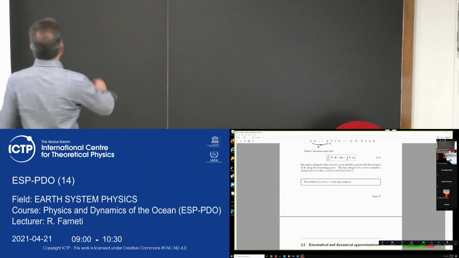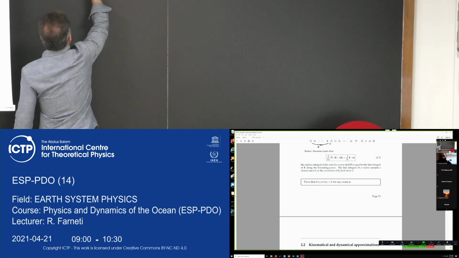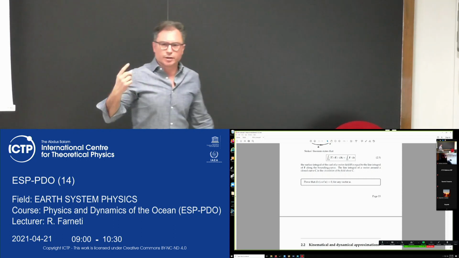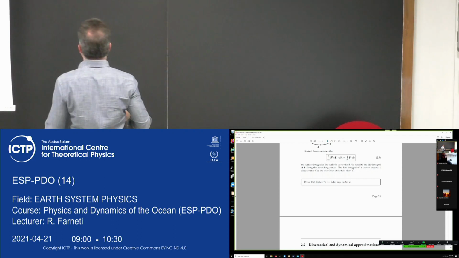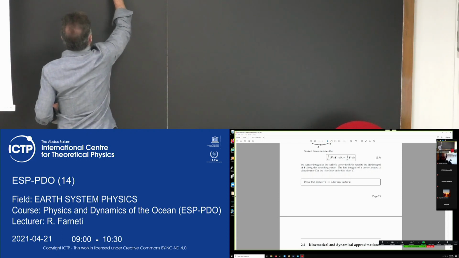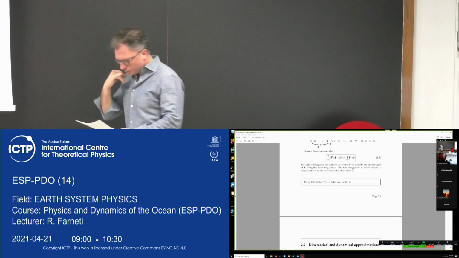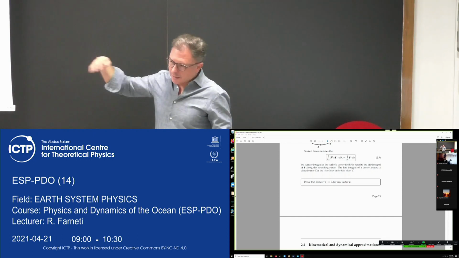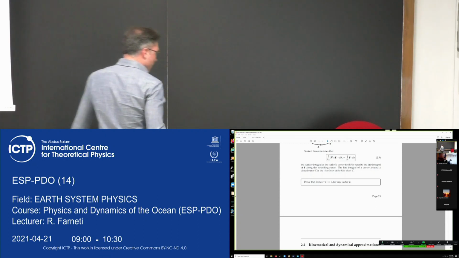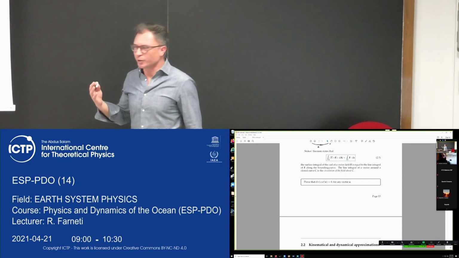So first, hydrostatic balance. Okay? I'm going to write it down because I will use it to explain geostrophic currents, thermal winds, and all that. So hydrostatic balance. Okay. So I'm not going to start again by writing down all the momentum equations, but you should know by heart your momentum equation by now.